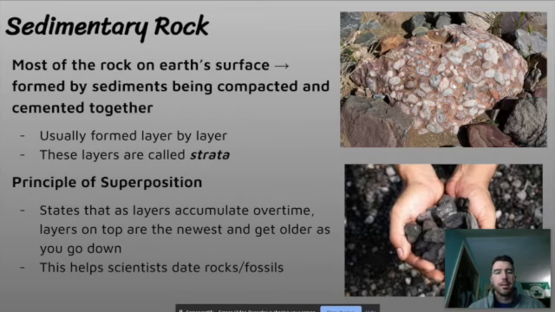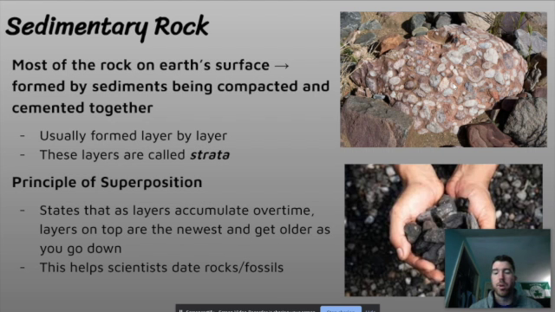All right, last but not least, we have sedimentary rock. This type of rock makes up most of the rock on Earth's surface. And sedimentary rock is formed by sediments, basically pieces of other rocks that have broken off, being compacted and cemented together to form a new type of rock.